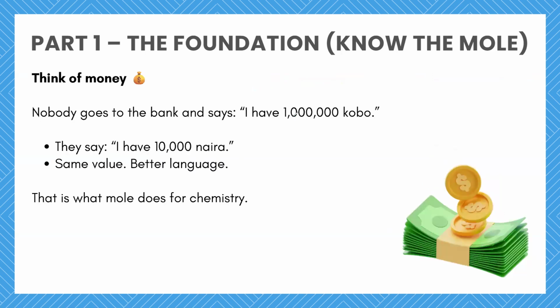So to round off today's video, I want you to think about money because when money is being talked about, you have the attention of people. Nobody goes to the bank, for instance, and says, I want to withdraw 1 million kobo. 1 million kobo sounds very plenty. Instead, we just simply say, I want to withdraw 10,000 naira. It is same value, better language. It compresses the number so that you can understand it better.